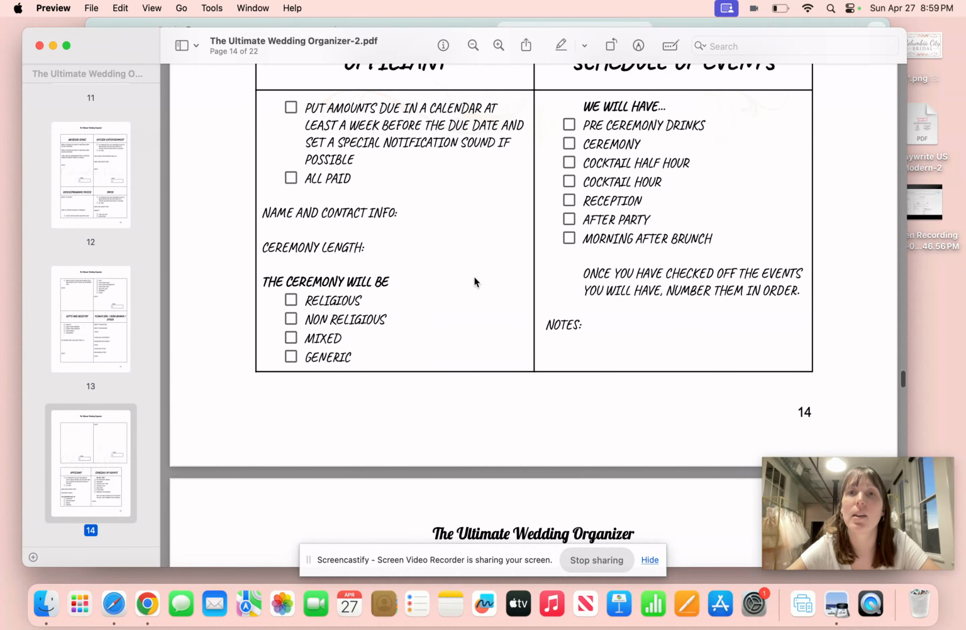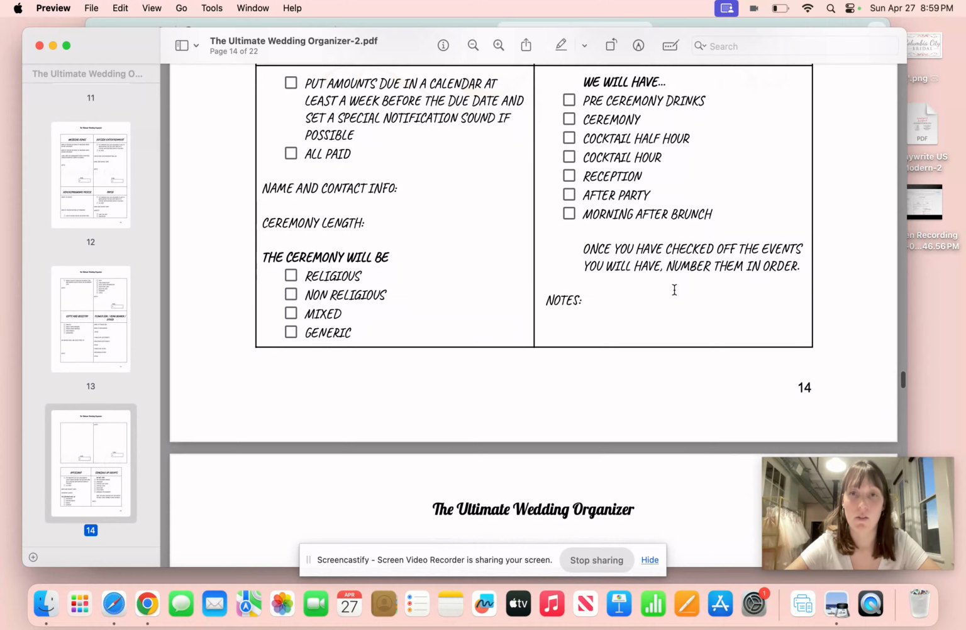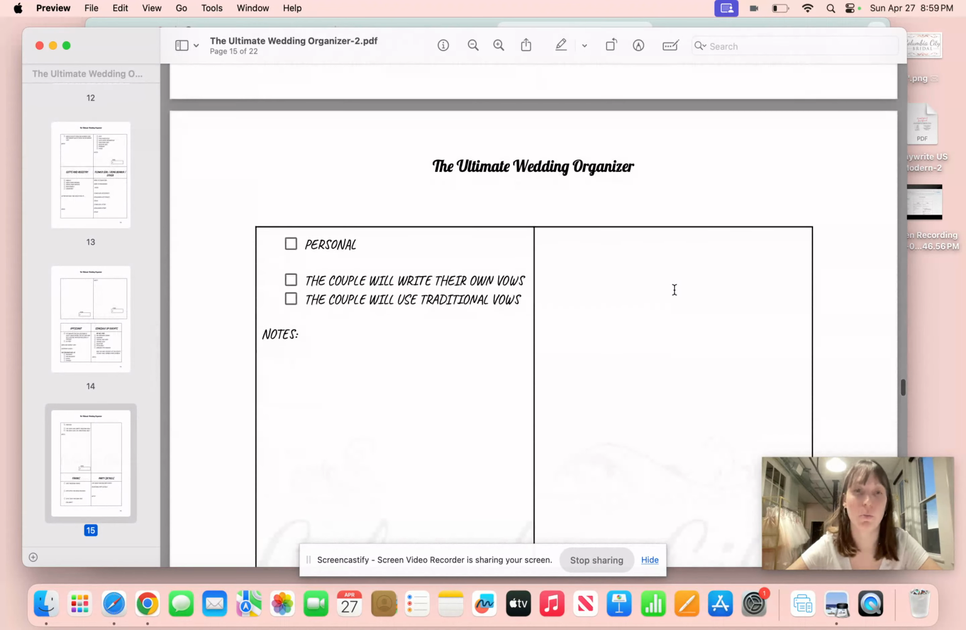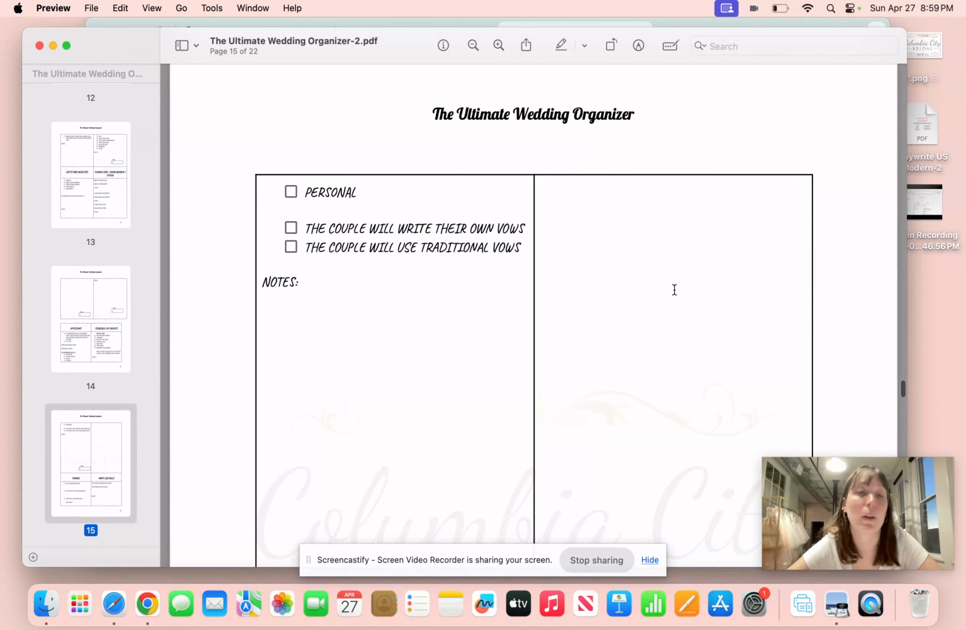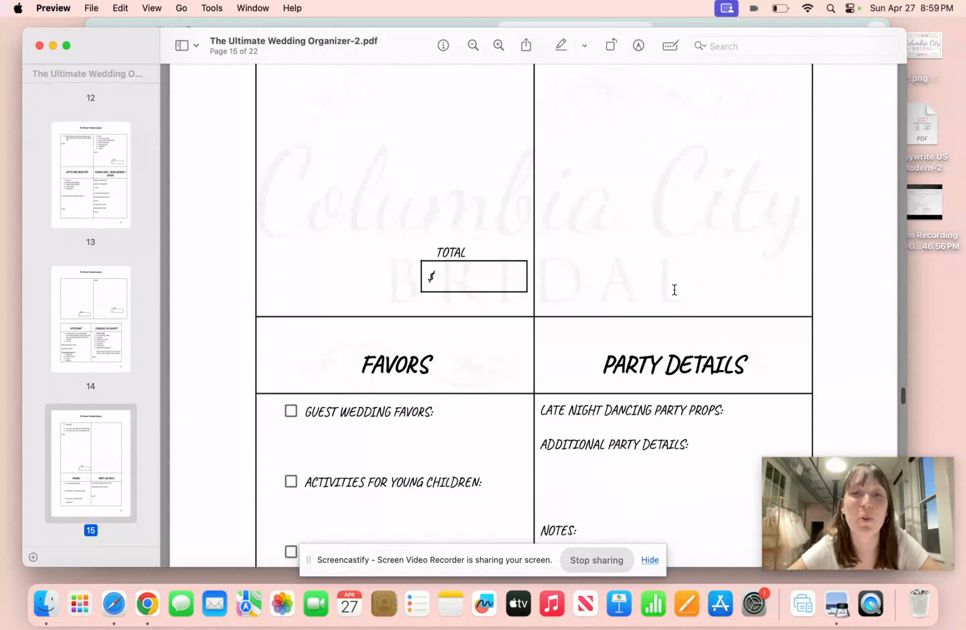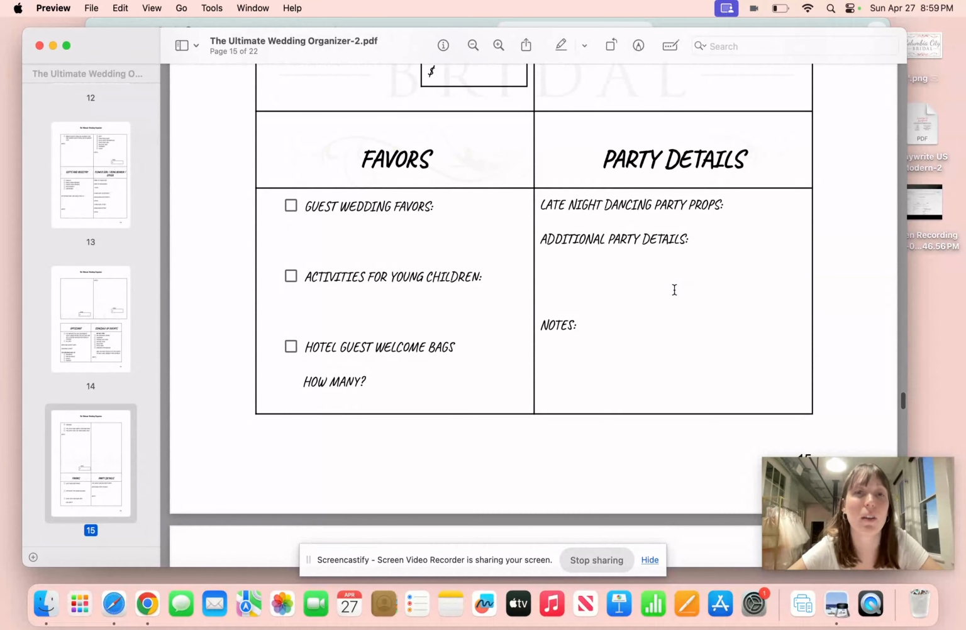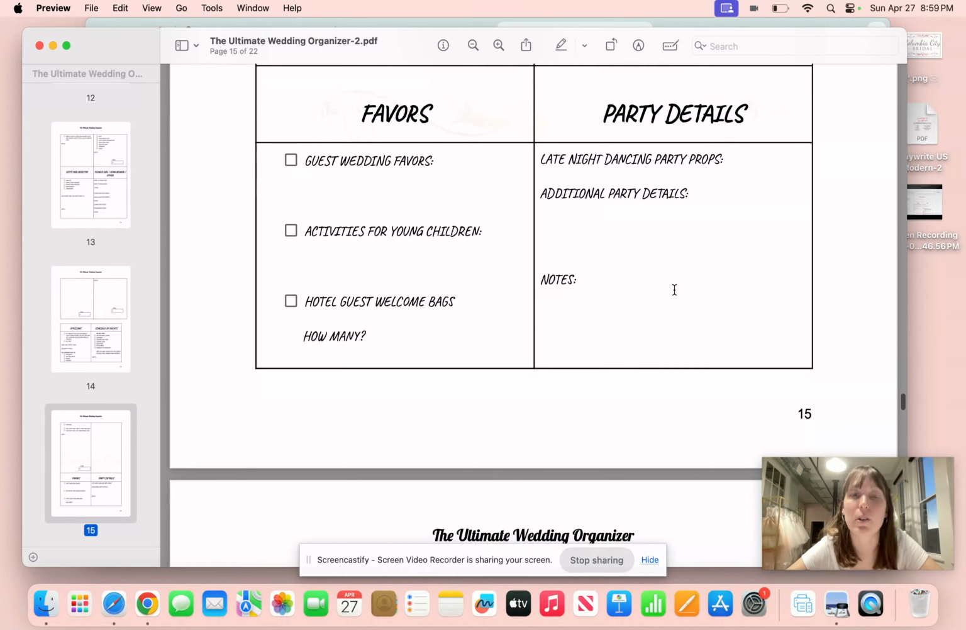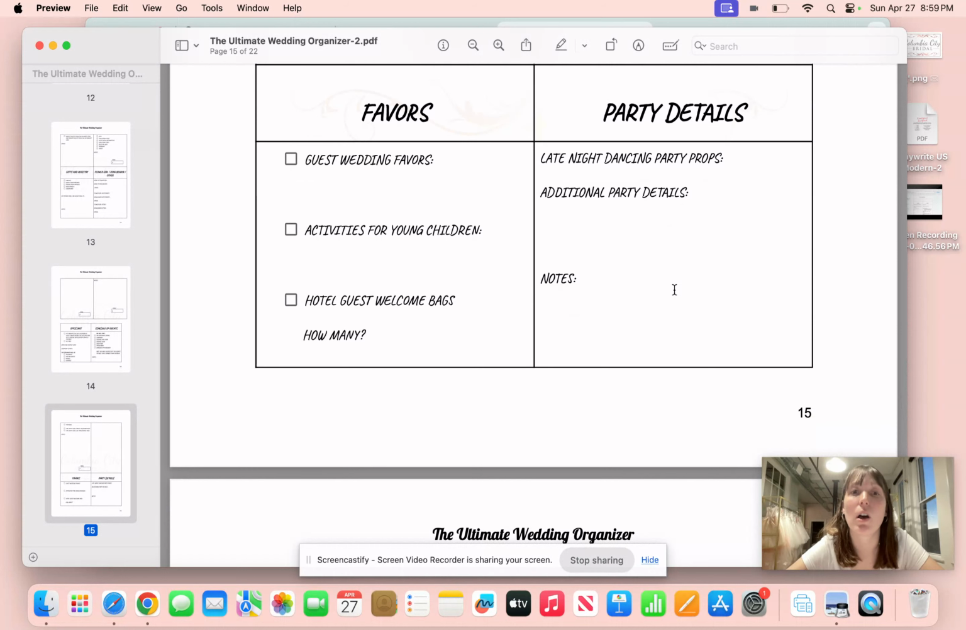Schedule of events. What are you going to have for your whole evening or morning or afternoon, whenever you get married, right? The whole detail outline there. Favors. Are you going to have party favors? If you have young kids and you're like me, I want to make sure that they are entertained. So you could get little coloring books for them, coloring sheets with some crayons, anything like that. Not a necessity, but just something to think about.